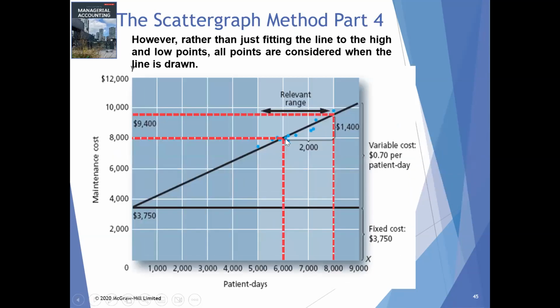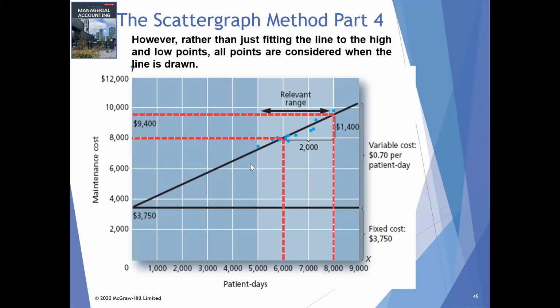Okay, so the same thing that we can see here, exactly the same thing. In the scatter graph, rather than just fitting the line to the high and low points, all points are considered when the line is drawn. So here we are also considering the upper one and the lower one. So in this case, from here to here is the relevant range.